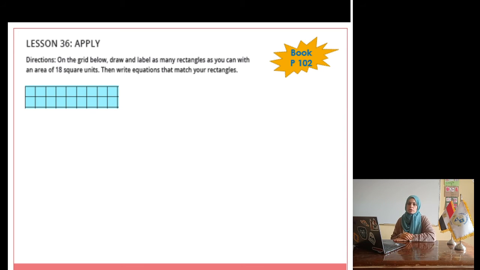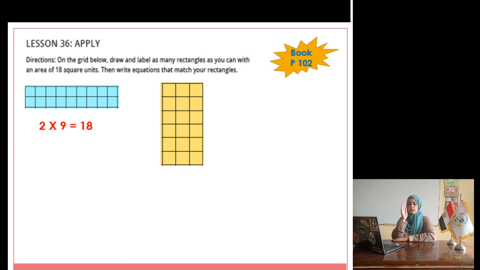That's right, table 2. Remember, the first table that you always think about is table 2. 2 times 9 equals 18. That means 2 rows and 9 columns. This is the first 18. Also, you can use 6 times 3, table 3. 6 rows and 3 columns will still give you 18.